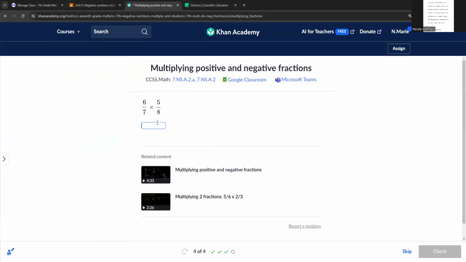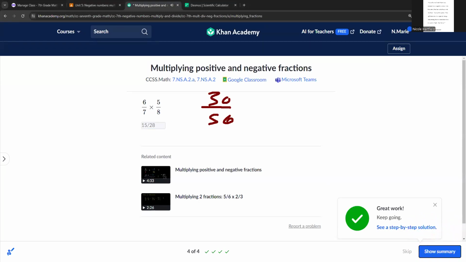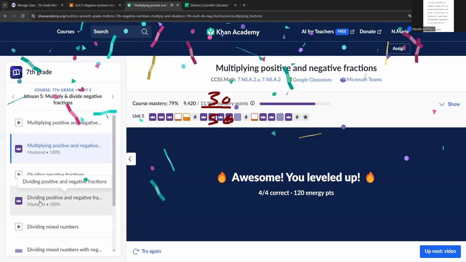Oh, this is easy. This becomes 30 over 56. 2 positives multiplied together. Okay, now let's simplify this. What's the GCF of 30 and 56? Both of them could be divided by 2, and that would get you 15/28. So just remember, when multiplying fractions, you're multiplying straight across.